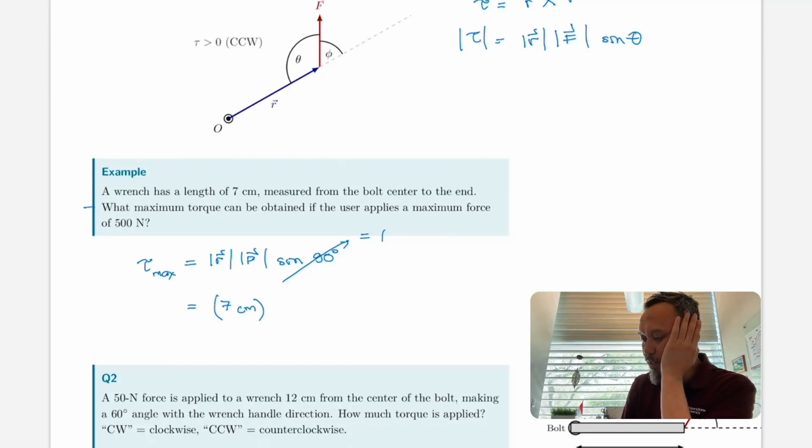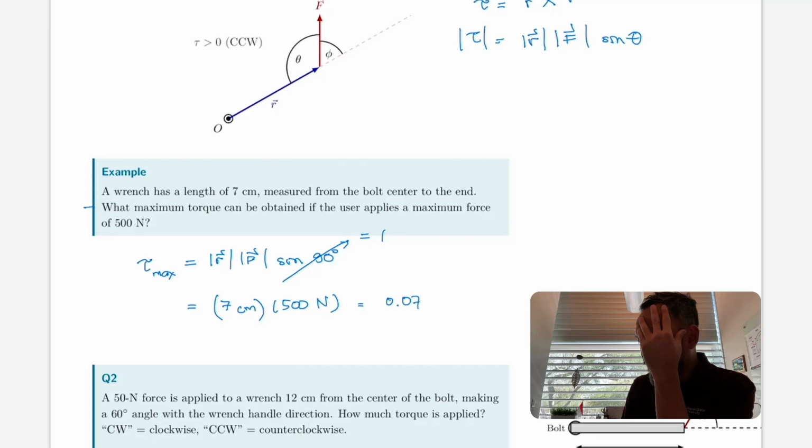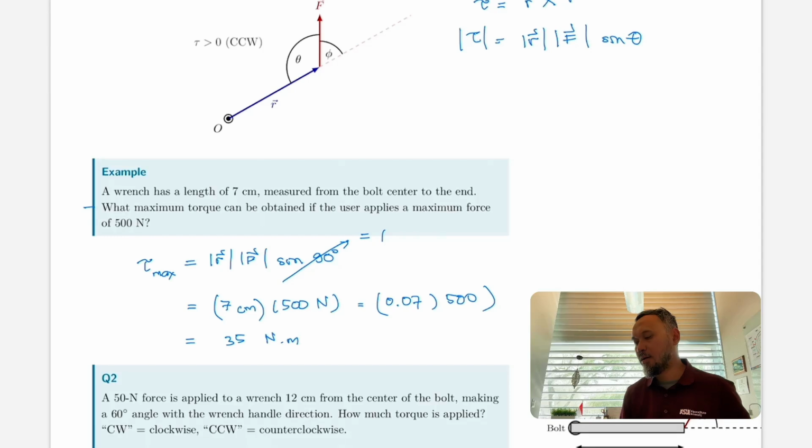times the force of 500 newtons. The reason why I keep the unit here is because centimeter is not the standard unit, so 7 centimeters is 0.07 meters, and 0.07 times 500 is equal to 35 newton meters. Note that I use newton meter instead of joules. They are the same kind of unit, but we don't use joules for torque.